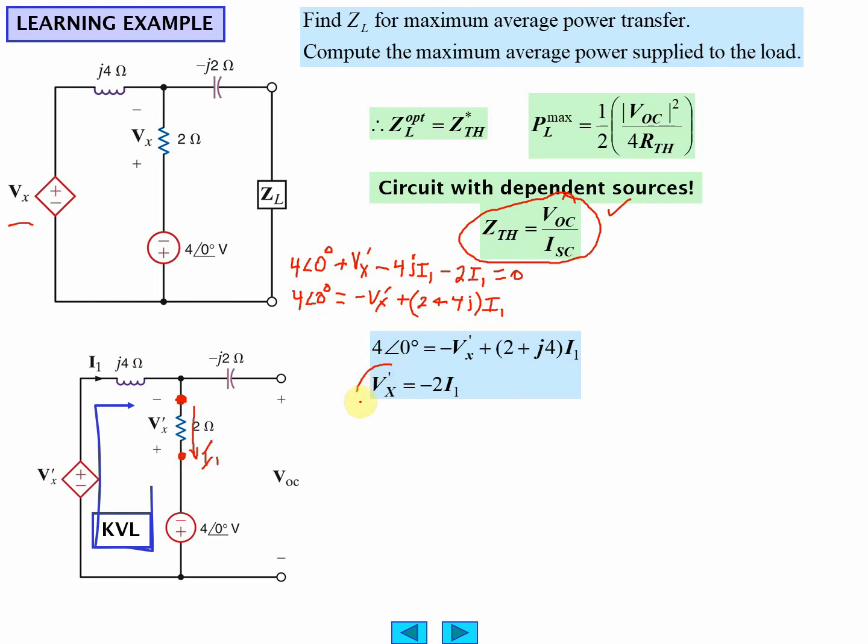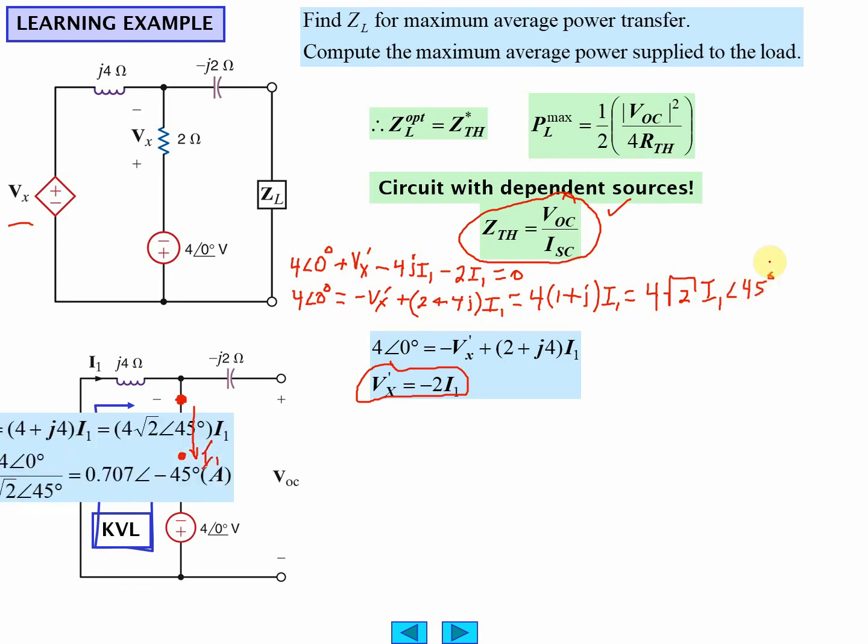And then this reminds us what I said earlier, that Vx prime is going to be a negative value. So we can make that substitution here. So that's 2i1 plus 2i1. So we're going to get 4 times 1 plus j times i1 equals 4 times the square root of 2 I1 at an angle of 45 degrees.